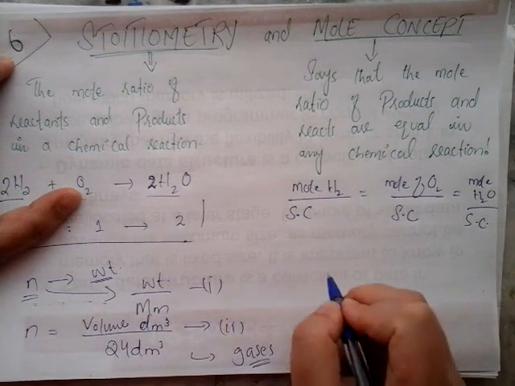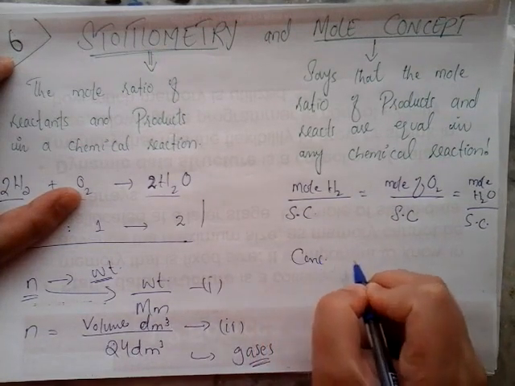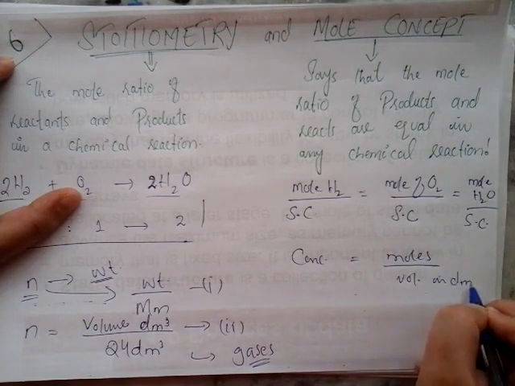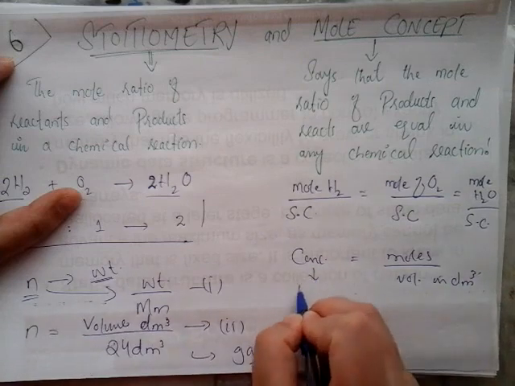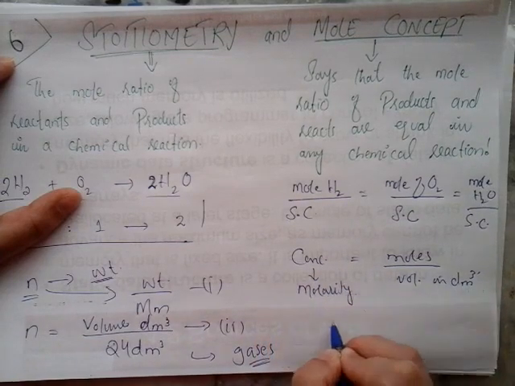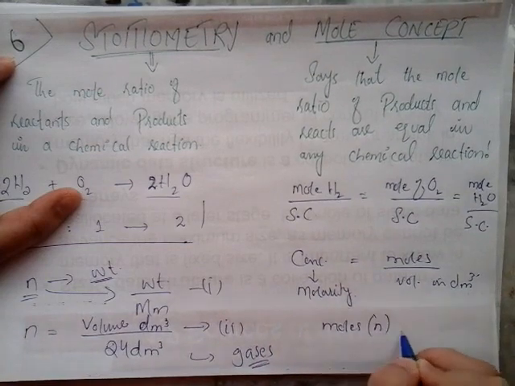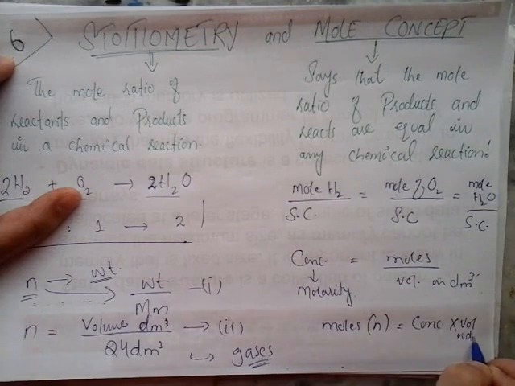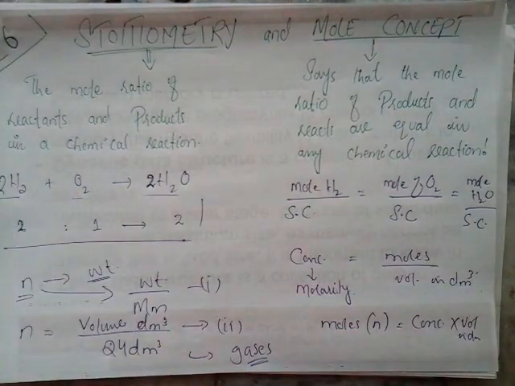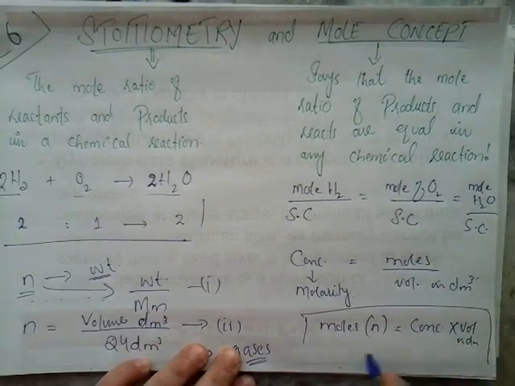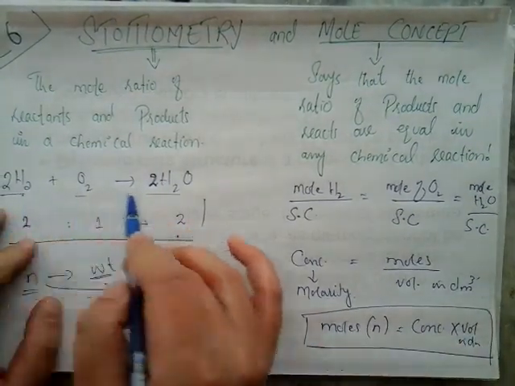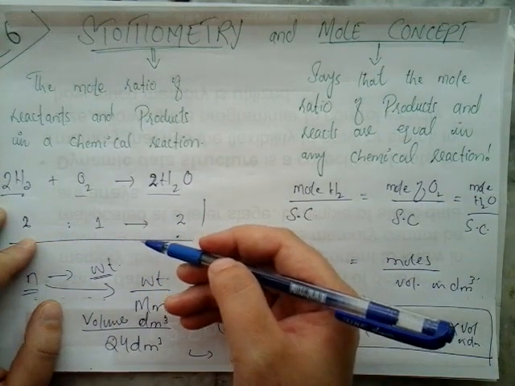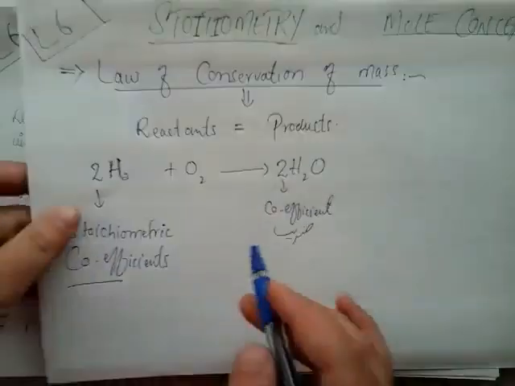And the third one was concentration, which was equal to moles divided by volume of any solution in meter cube, and we also called the concentration as molarity. So moles, here represented by small n, is equal to concentration of any solution multiplied by its volume in meter cube. Is that clear? So with these three formulas we can find the moles of any chemicals or products, and then after finding the moles we can easily calculate the weight.